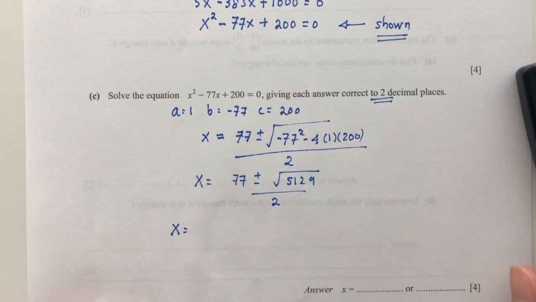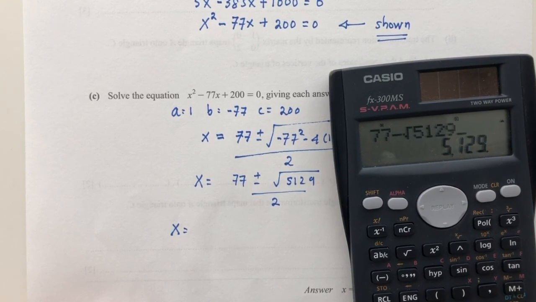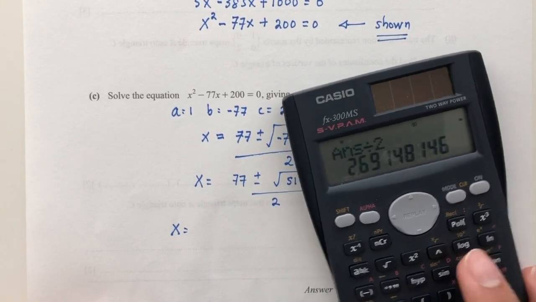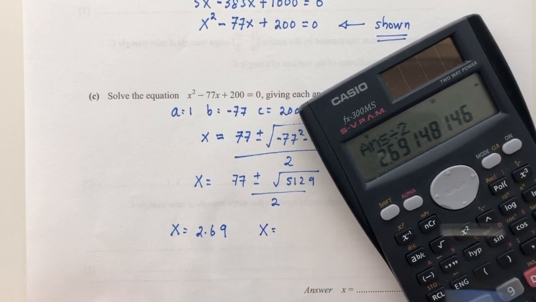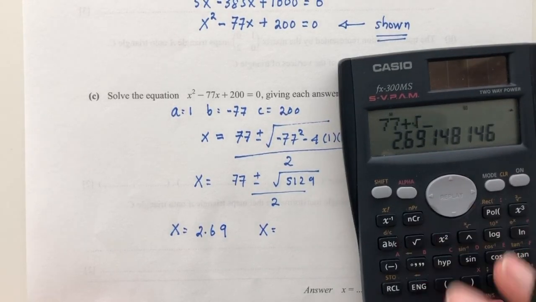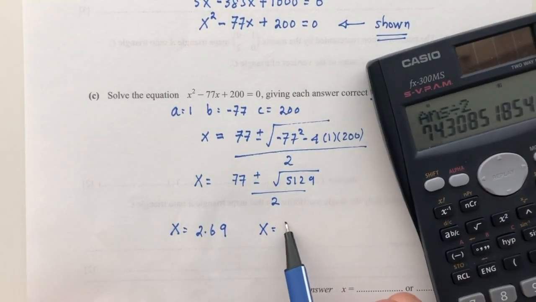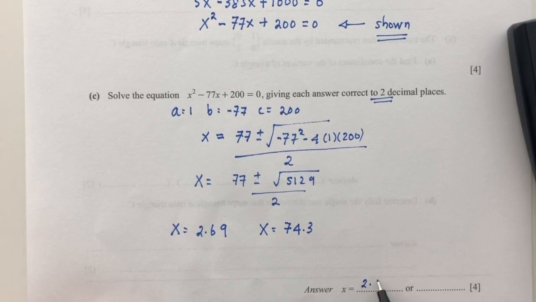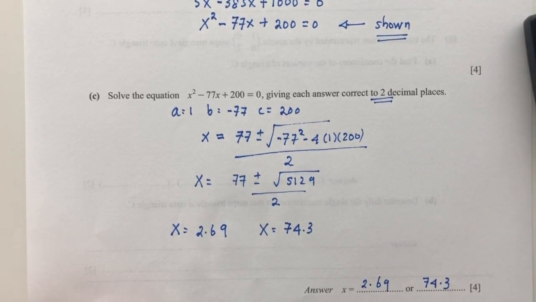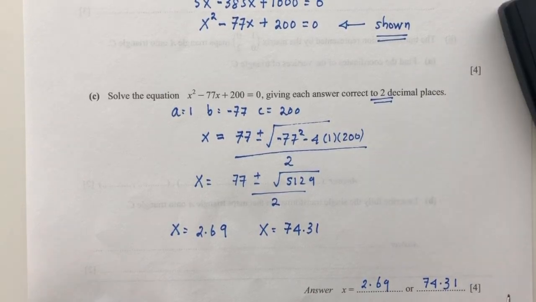So let's first find the minus answer. 77 minus square root of 5129 divided by 2. That will be 2.69, and x can also be 77 plus square root of 5129 divided by 2. That will be 74.3. So x can be 2.69 or 74.3. So 2 decimal places, that will be 74.31. Okay, that will be part C.